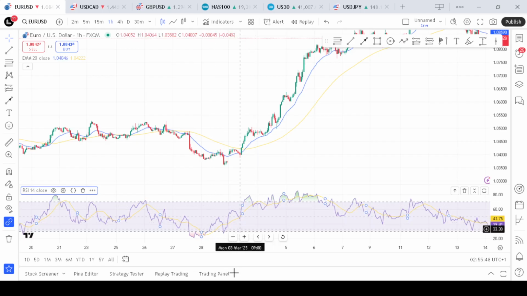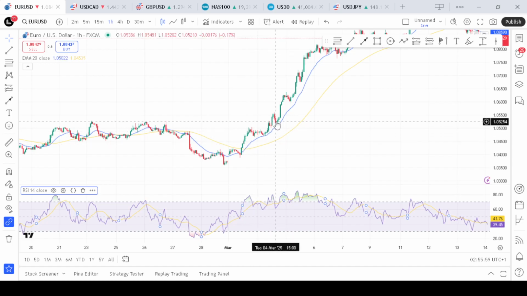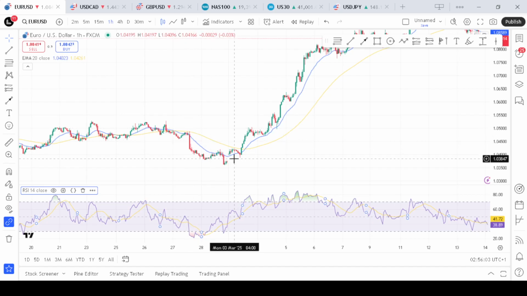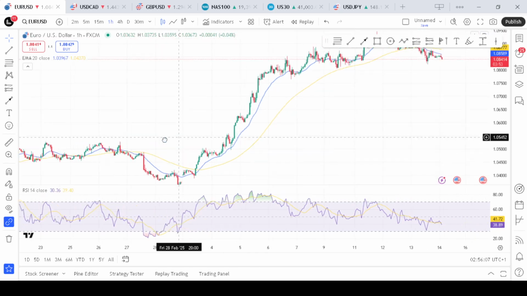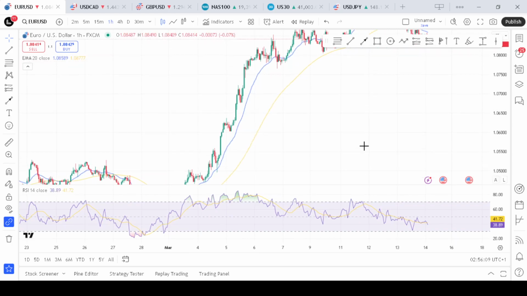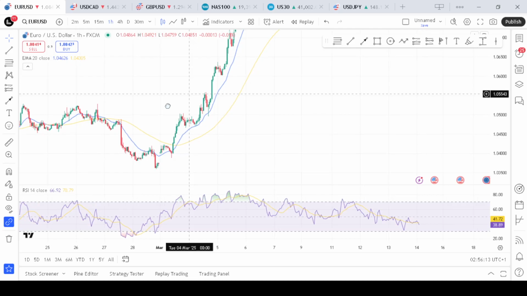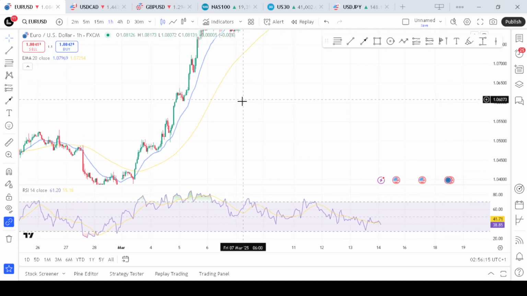First of all, we start by identifying the trend. We have to look for when the short term moving average, this blue line, crosses over the long term moving average in an uptrend, while in a downtrend it crosses below the long term moving average. When we see a crossover in a bullish scenario, where the short term moving average, which is this blue line, crosses over the long term moving average, it signals a buying opportunity.